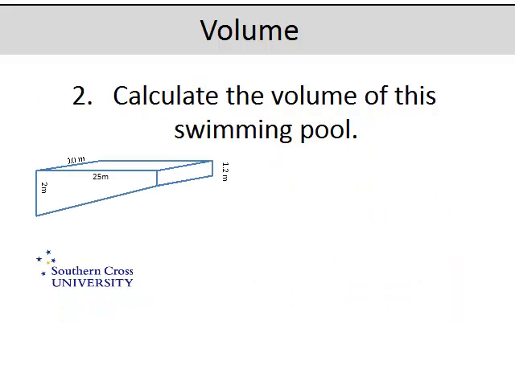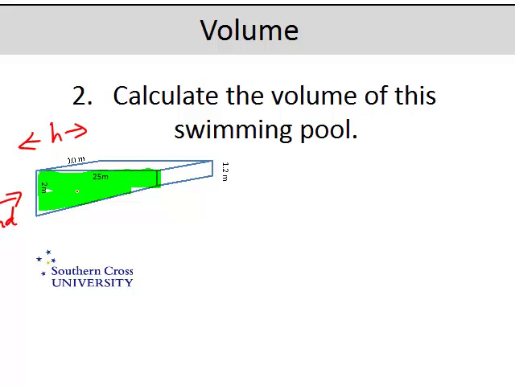The second question is calculate the volume of a swimming pool, and it's a swimming pool that has a shallow end and a deep end. The end of this shape, which I'll just colour in a bit, alright, that's the end of the prism. We need to acknowledge that that's a prism shape, and this is the end of the prism, and this distance along here is the height of the prism.